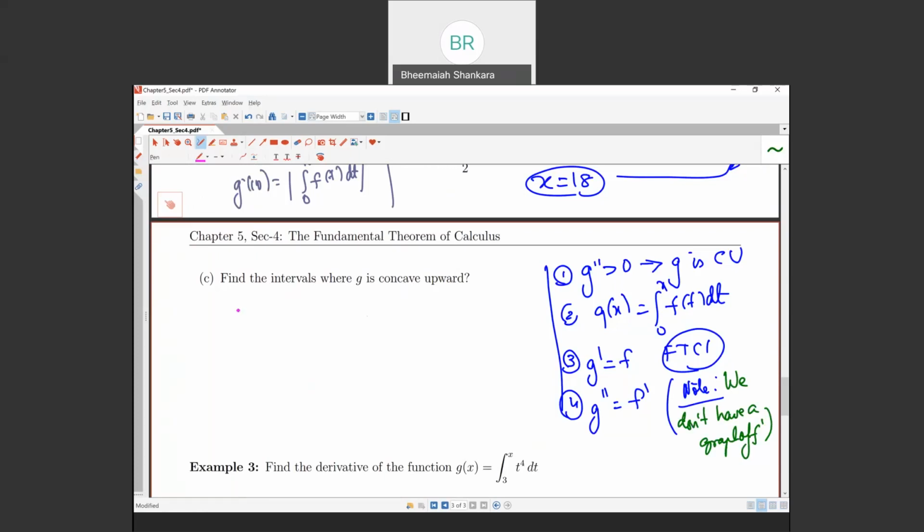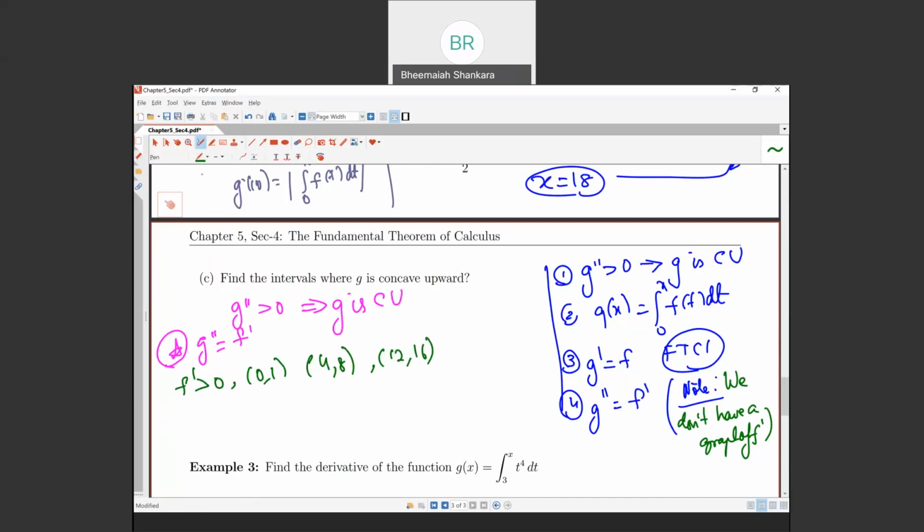So let's get back to the problem. Let's write g double prime is greater than 0. Then this implies g is concave upward. So the equation we want to use in the listed definitions is g double prime equals f prime. So you will look for all the intervals where the slope f prime is positive. If you read the graph carefully, you see that it's 0 to 1, 4 to 8, and 12 to 16.